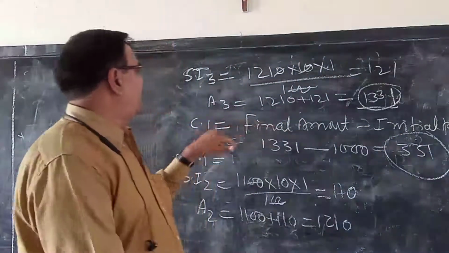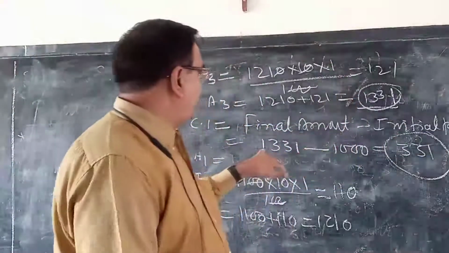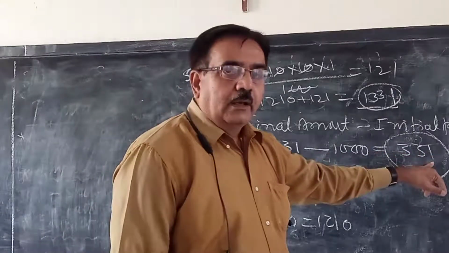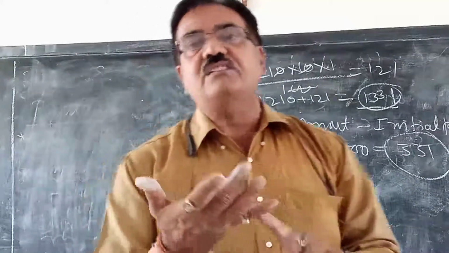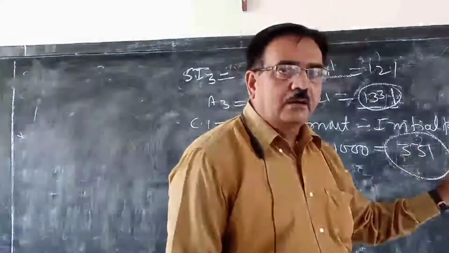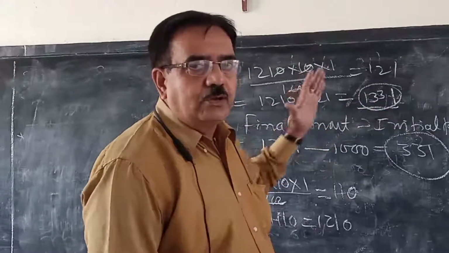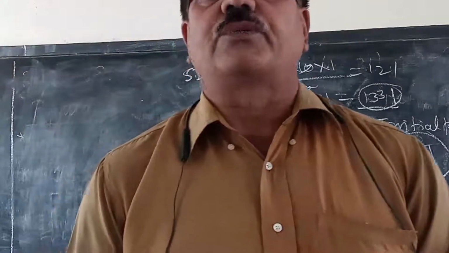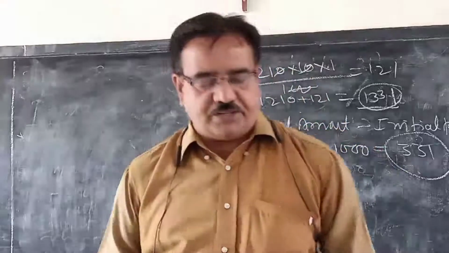So find the compound interest. Compound interest is final amount minus initial principal. So final amount 1331 minus 1000, that is 331. Or add the first year interest, second year interest and third year interest. This also gives the same value 331. Either you subtract initial principal from the final amount, or another method, add each year interest together, that will give you the compound interest.